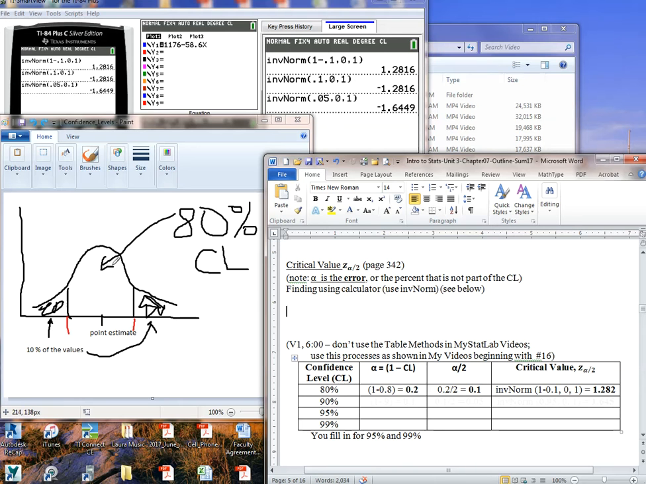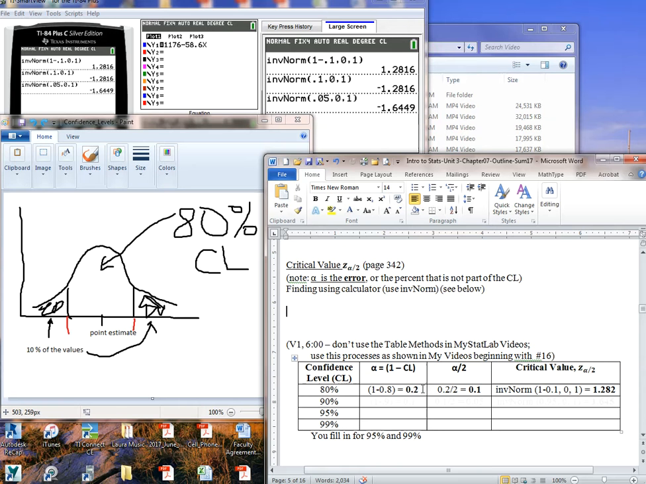So what's not in the 80%? There's going to be some over here to the left, some over here to the right. And it's going to be 20% because remember, this whole area, this whole probability adds up to 1. So we're going to calculate the alpha, the error, and it's 1 minus 0.8, which gives us 0.2.